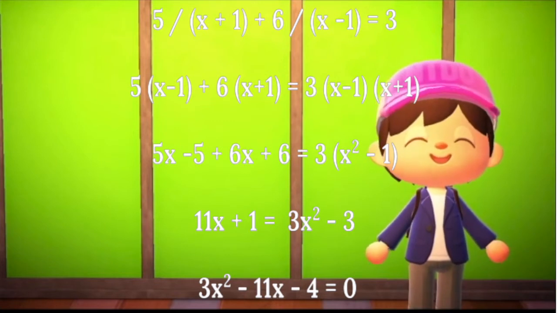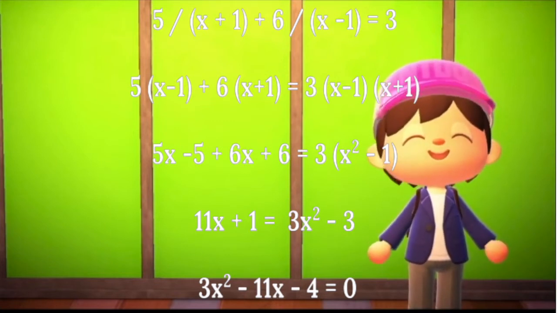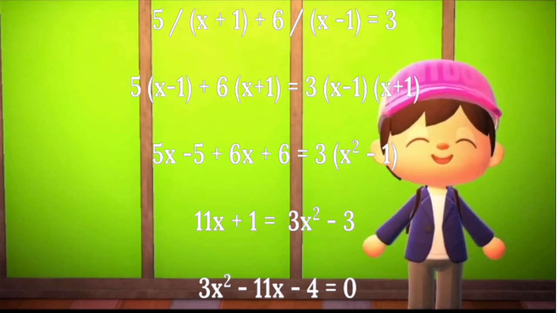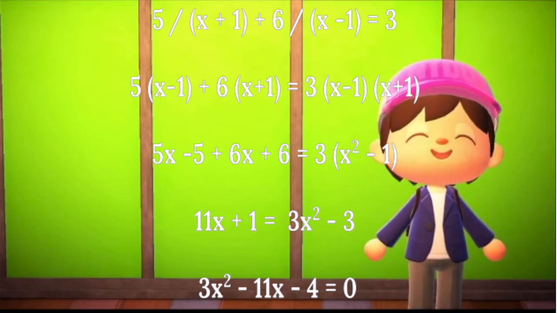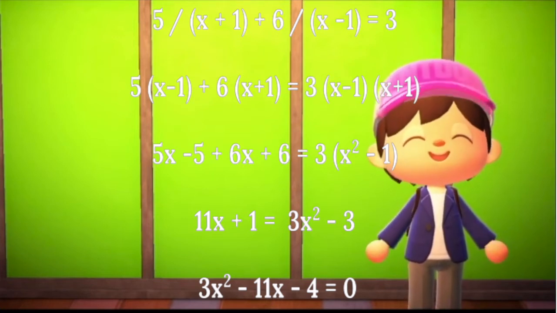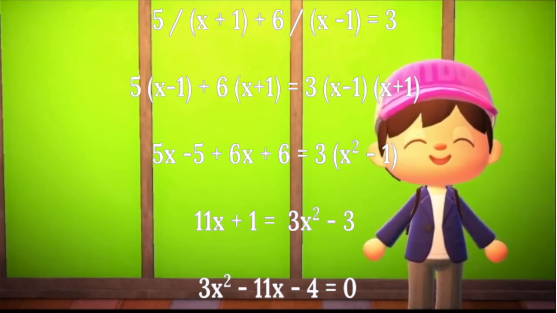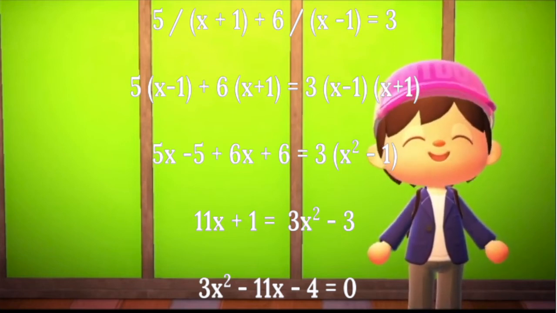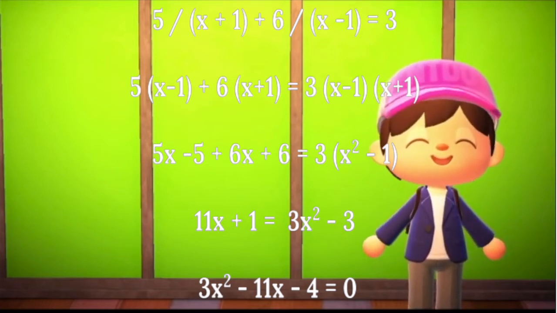So what you'll get is 3x squared minus 11x minus 4. I just did that math in my head because negative 3 plus 1 is negative 4. And you'll get all that equal to 0. And now from here, what we have is a lovely polynomial to factor. So in order to factor this thing, we're going to have to find numbers that multiply to negative 12 and add up to or have a difference of 11.